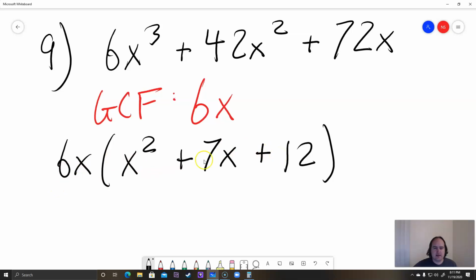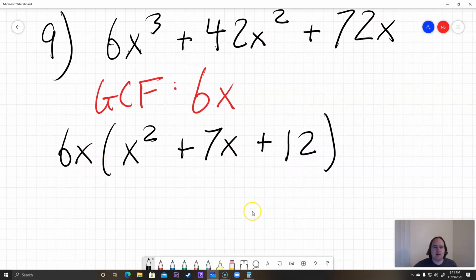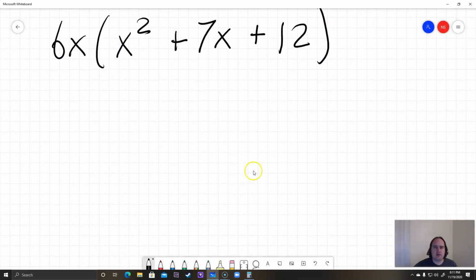And you can always check these by multiplying each one. We know 6x times x squared is 6x cubed. 6x times 7x is 42x squared. And 6x times 12 is 72x. So we did it right. Okay, so there we factored out our GCF.